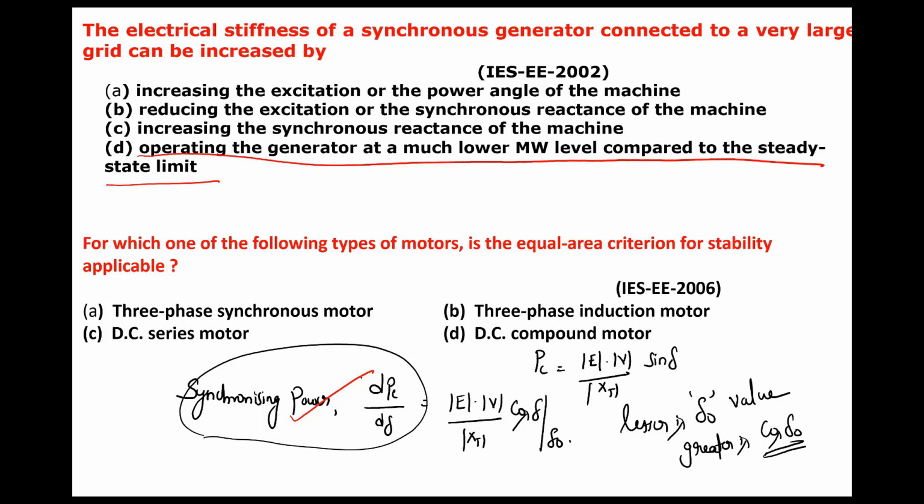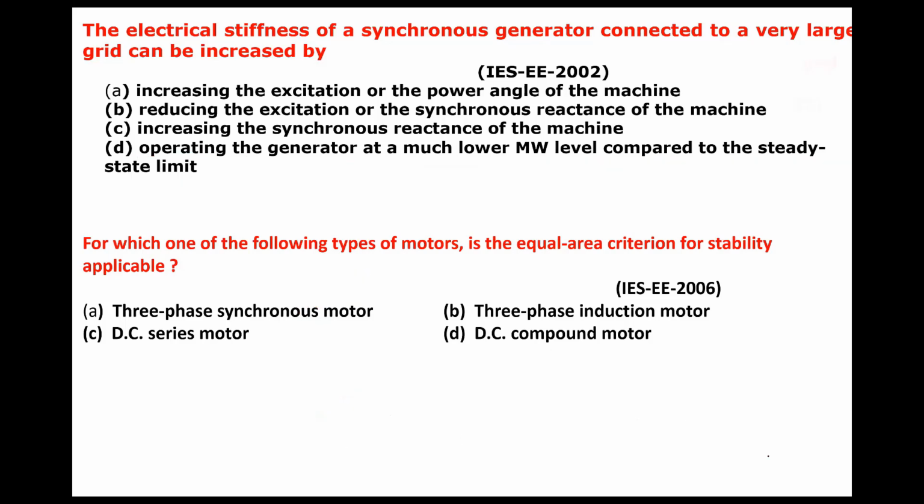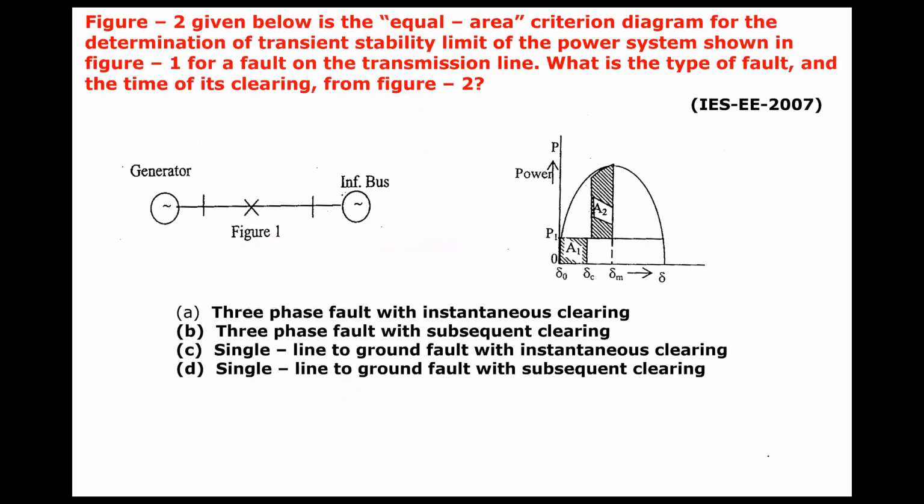It is only applicable for synchronous machines. Understand, equal area criterion is applicable only for synchronous machines. So out of these, the three-phase synchronous motor is a machine for which the equal area criterion is applicable. Understood? Now someone read this question and try to answer.